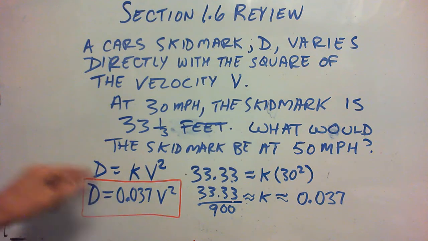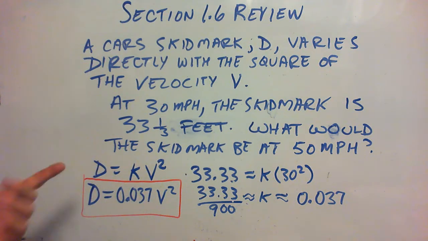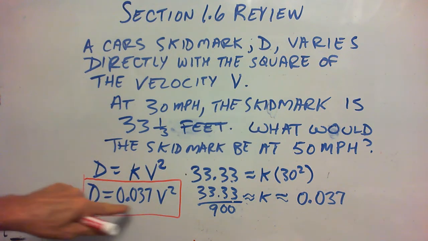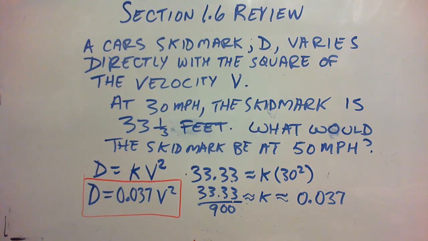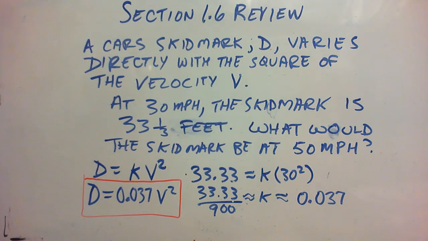Now we can use that model to answer other questions, like what's the skid mark at a certain speed, or if we have a certain skid mark, what speed was it? And this type of relationship is actually used in law enforcement to see how fast someone was going. They do measure skid marks and use this relationship. So here our question is, what's the skid mark length when V is 50? So we just plug 50 into this completed model.